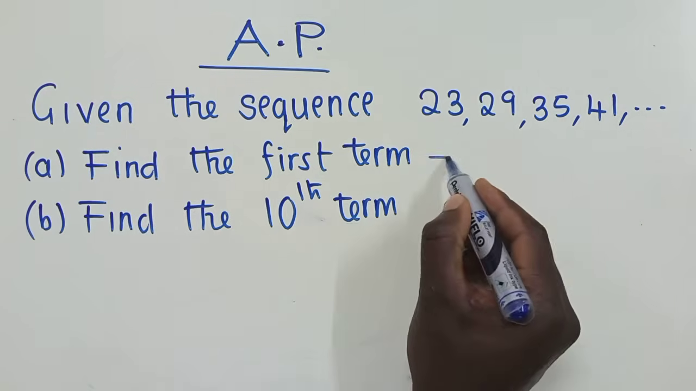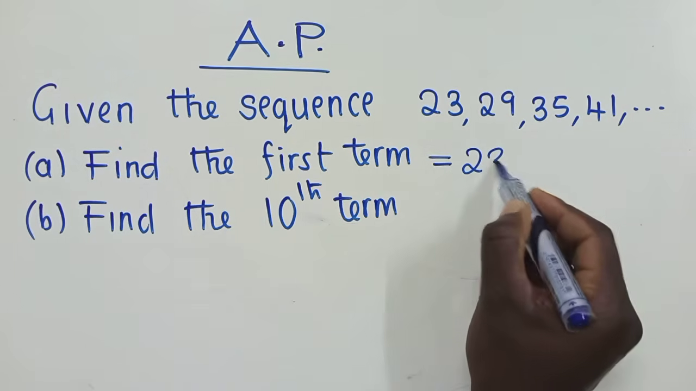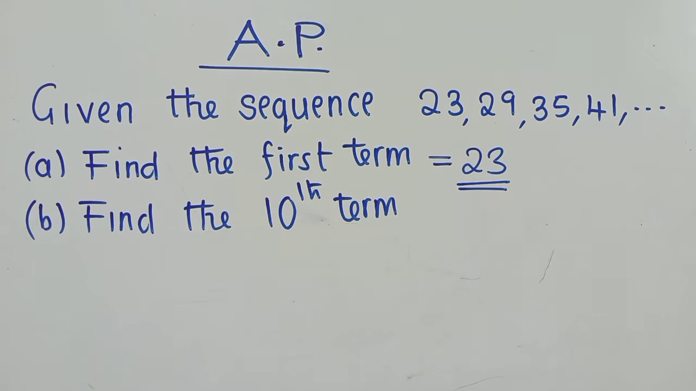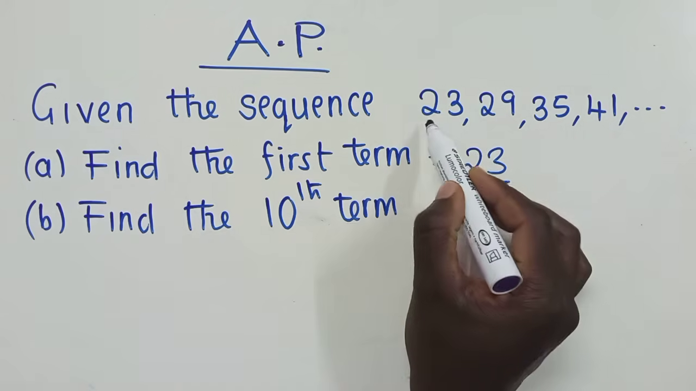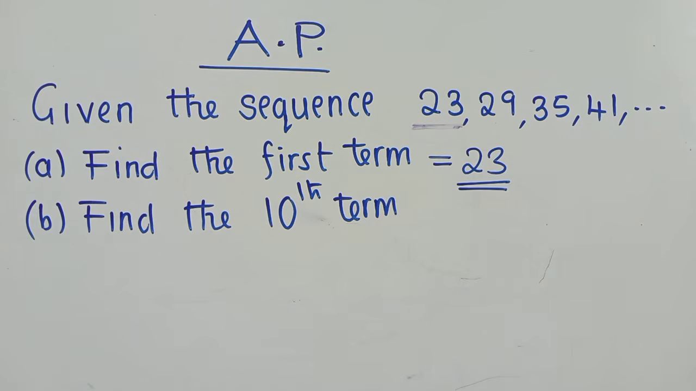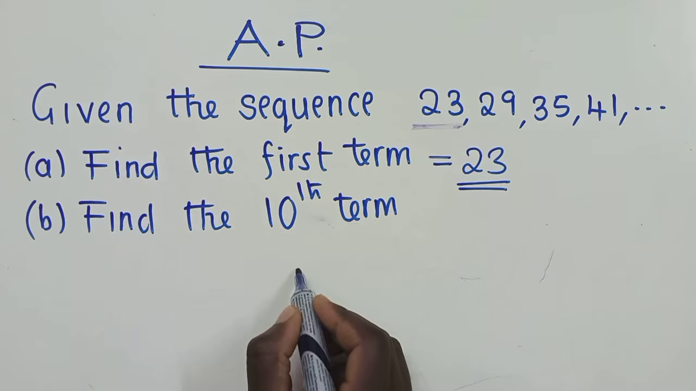Now, looking at the given sequence, the first question here is to find the first term. So what is the first term here? The first term is the 23. We don't need to do any calculation here. We just have to check the given sequence. We see the value that is starting right here. That is our first term, okay? Now, for the 10th term, and before we go to the 10th term, let me just give you an example.